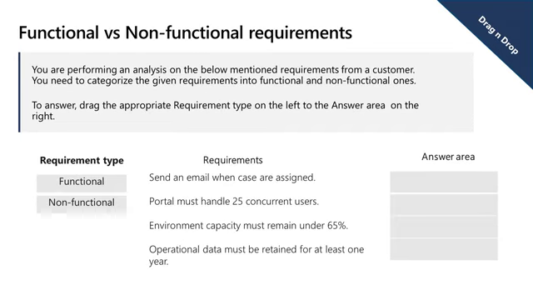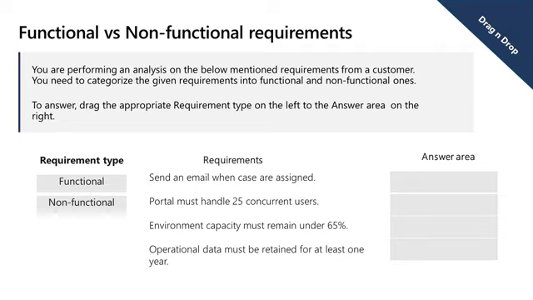As an example here, you got this question about functional versus non-functional requirements. You are performing an analysis on the below mentioned requirements for a customer. You need to categorize the given requirements into functional and non-functional ones. To answer, drag the appropriate requirement type on the left to the answer area on the right. So you got the two requirement types, functional and non-functional. And we got 4 requirements.